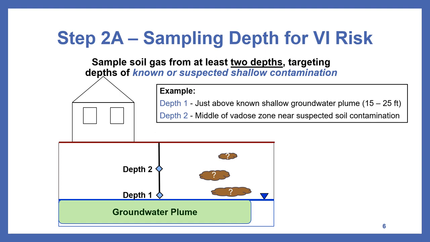In general, soil gas samples should be collected from 2 depths within the recommended sampling range of 5 to 25 feet below ground surface. In the example presented here, a sample is collected at a depth just above a known shallow groundwater plume, and a second sample is collected in the middle of the vadose zone near suspected soil contamination.